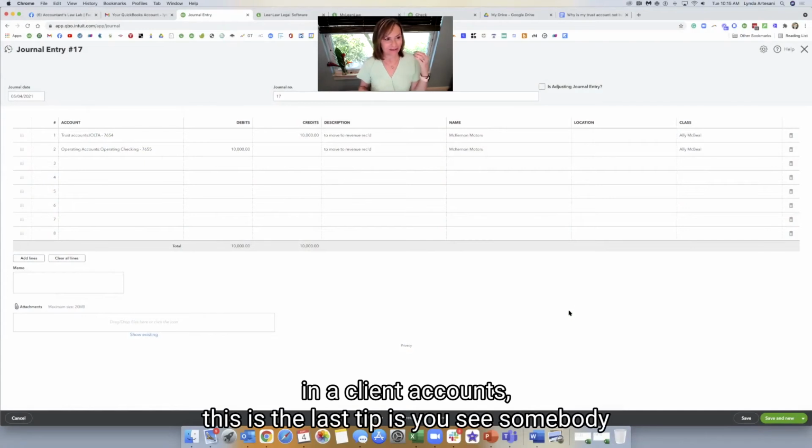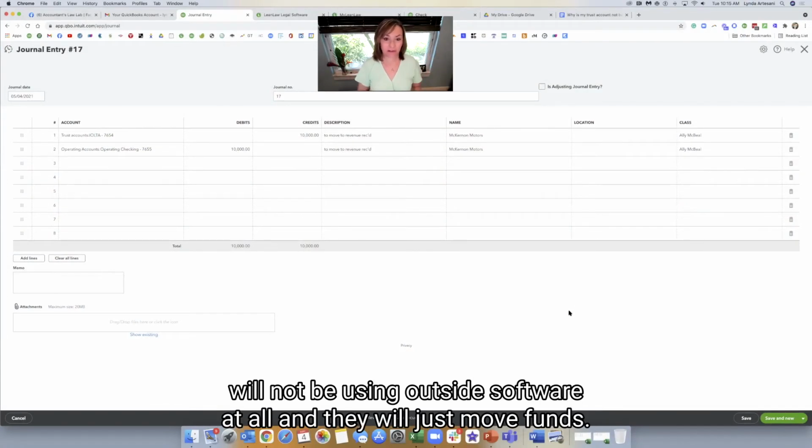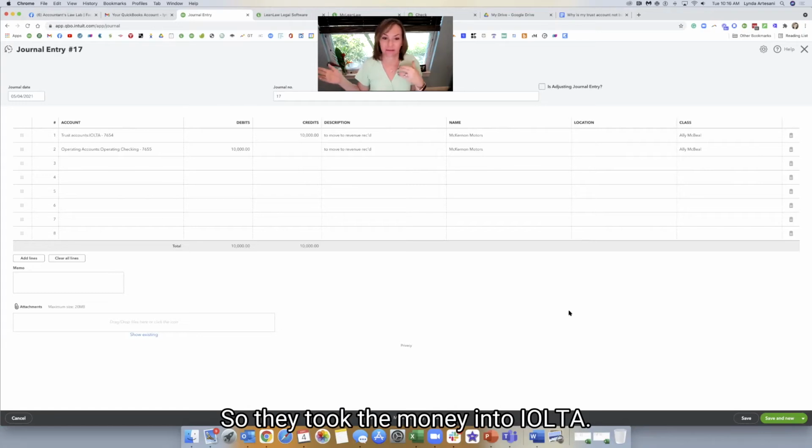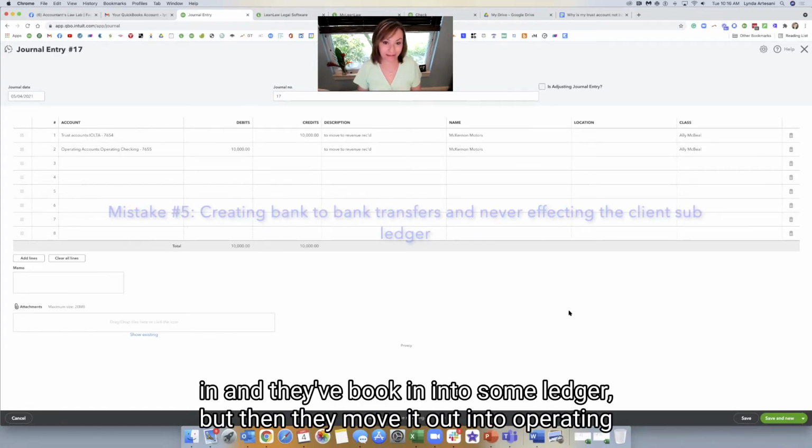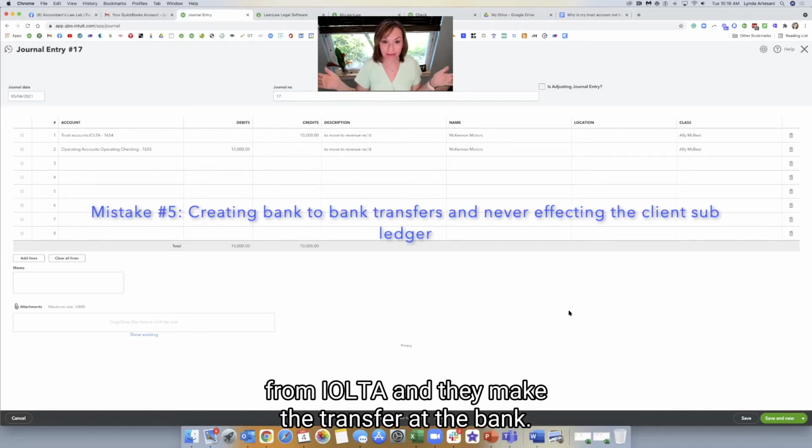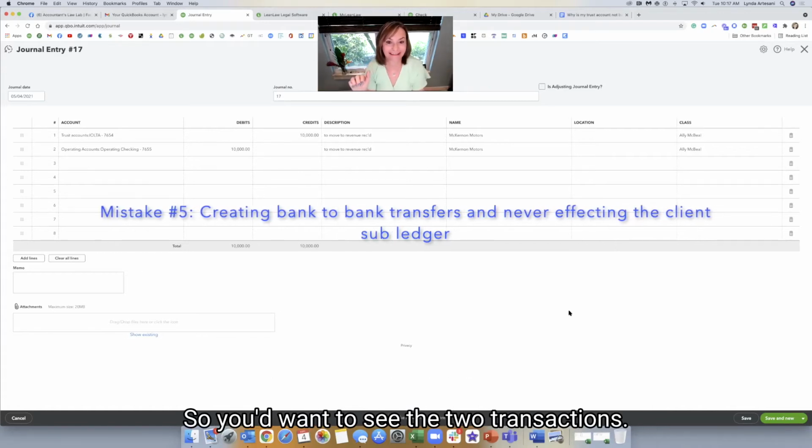Another way that we see this happen in client accounts, this is the last tip, is you see somebody will not be using outside software at all, and they will just move the funds. So they took the money into IOLTA, they book it into the subledger, but then they move it out into operating from IOLTA, and they make the transfer at the bank. So they go bank to bank. So you'd want to see the two transactions.